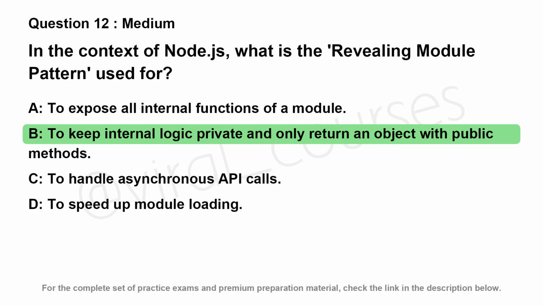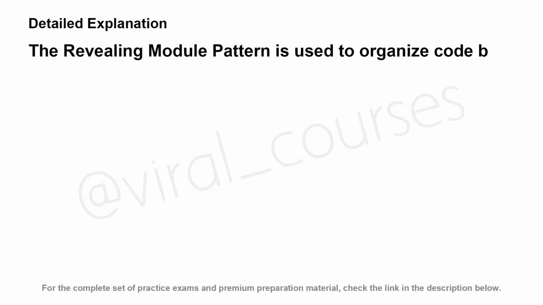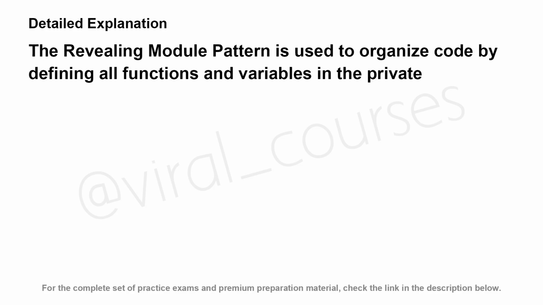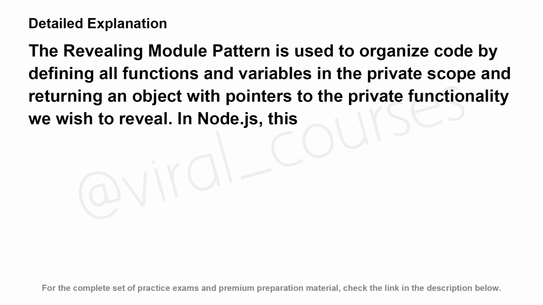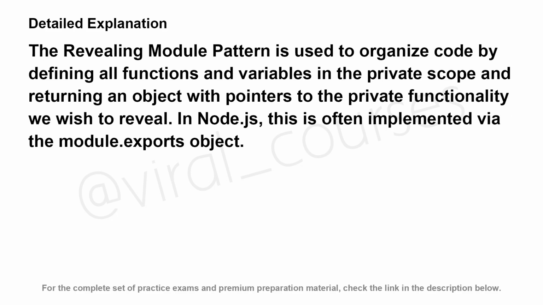The correct answer is B. The revealing module pattern is used to organize code by defining all functions and variables in the private scope and returning an object with pointers to the private functionality we wish to reveal. In Node.js, this is often implemented via the module.exports object.